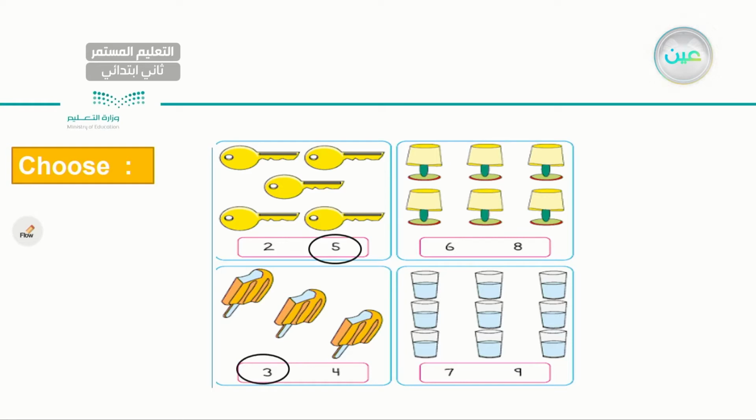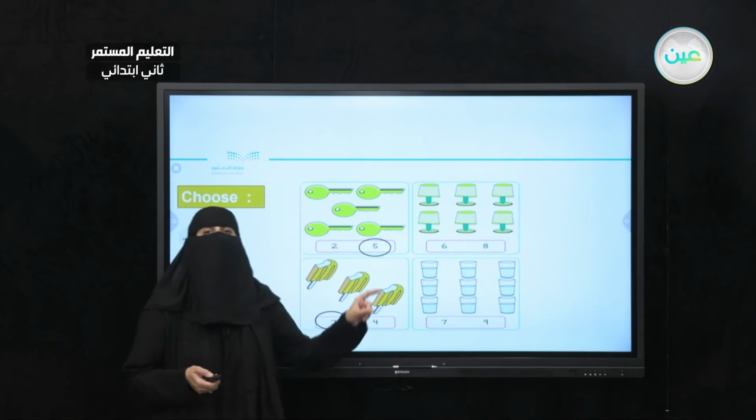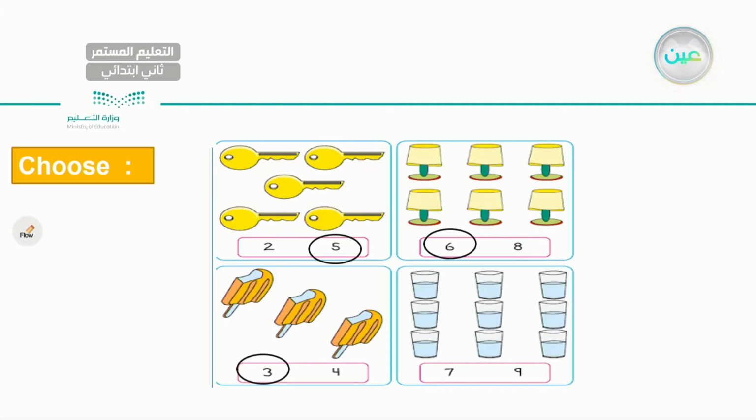Moving to the lamps. Start counting. 1, 2. Keep counting. How many lamps can you count? 6 or 8? I can count 6 lamps. Very good. Moving to the glasses. How many glasses can you see? 7 or 9? What do you think? I can count up to 9 glasses. Very good, my dear student.